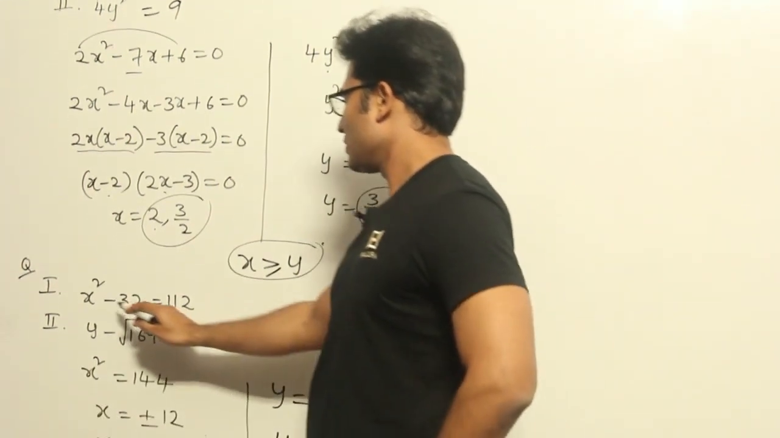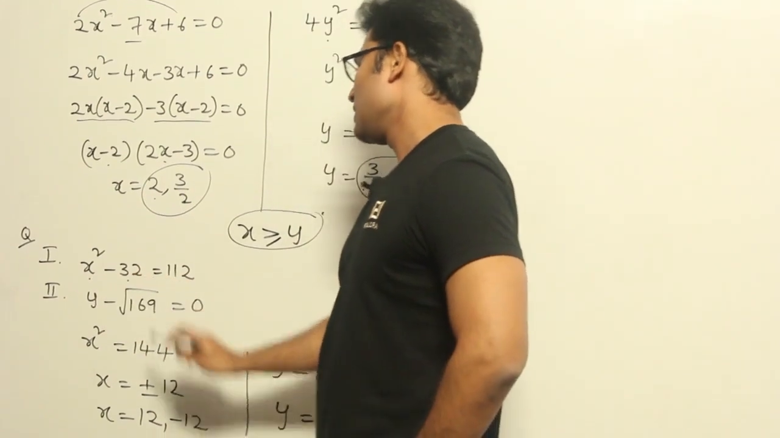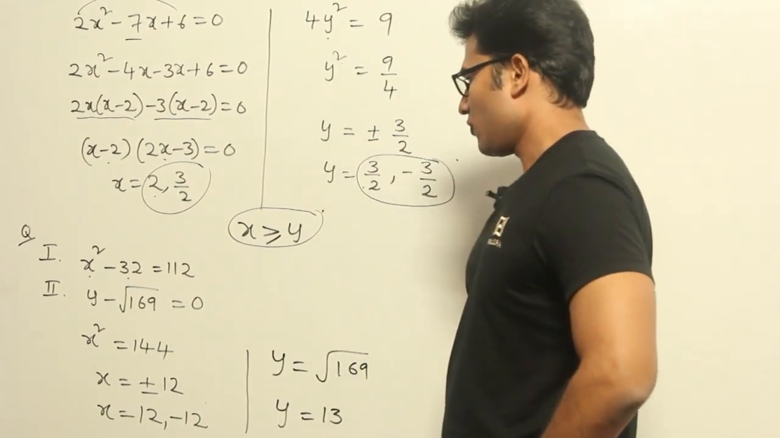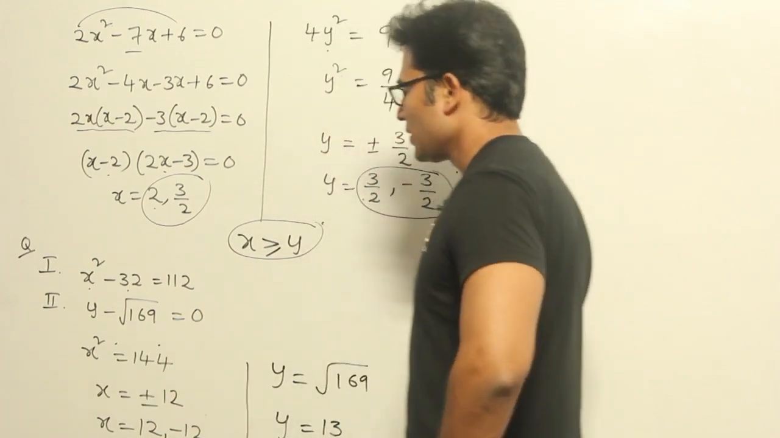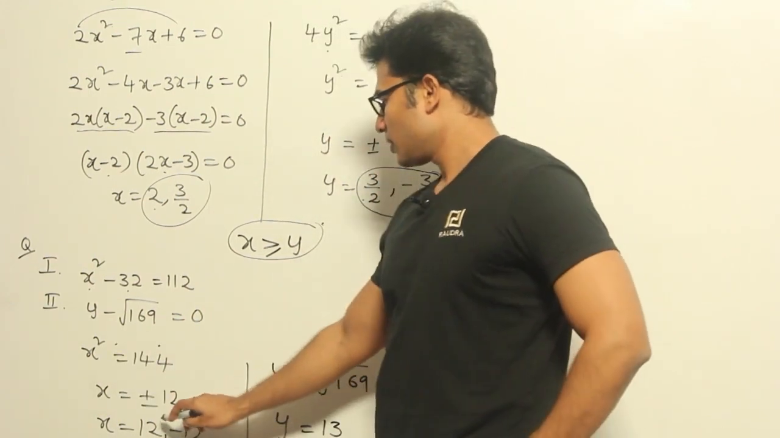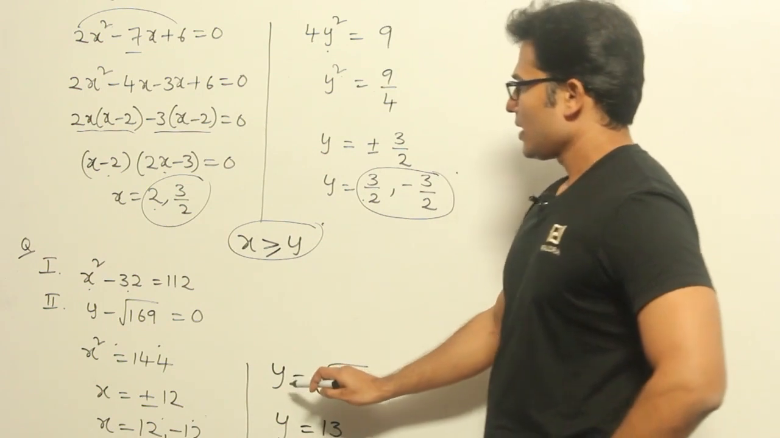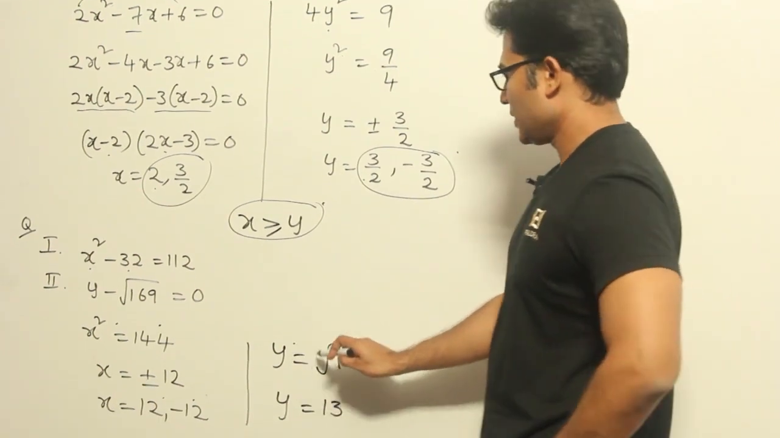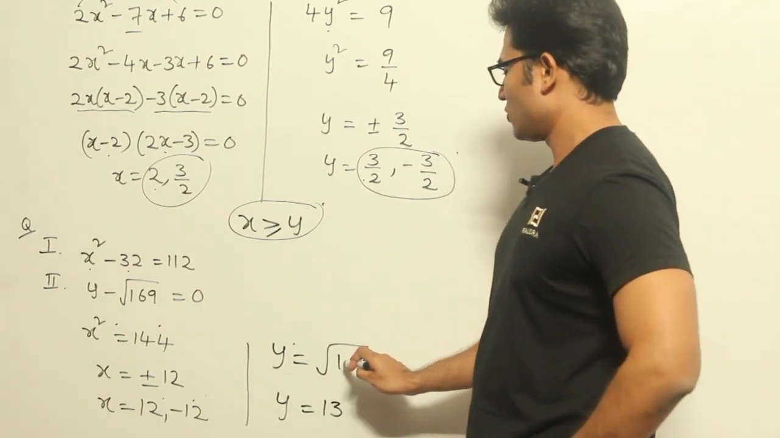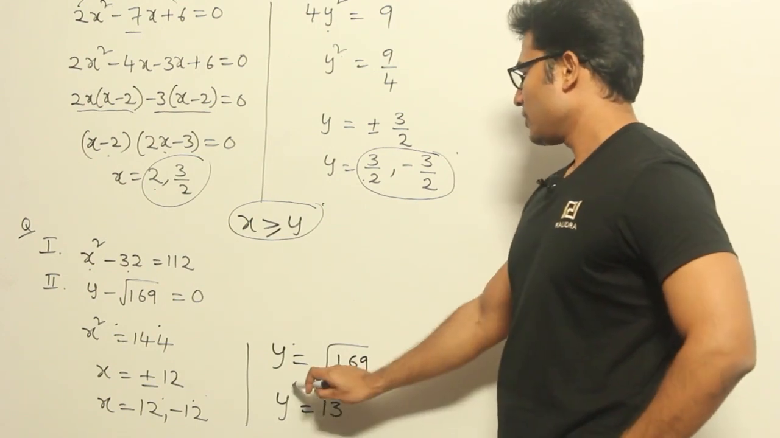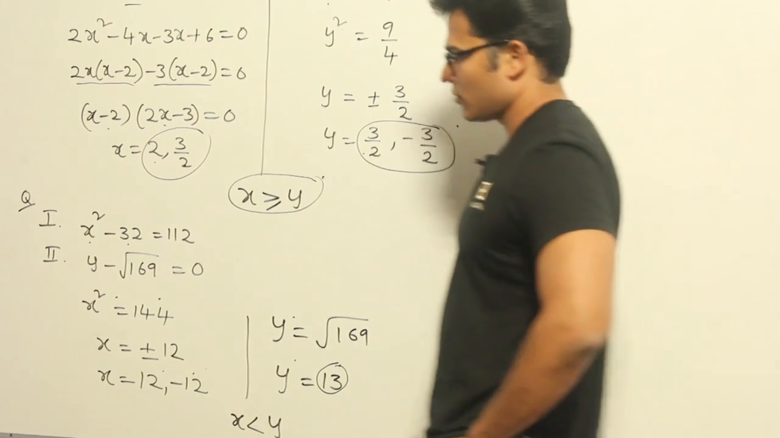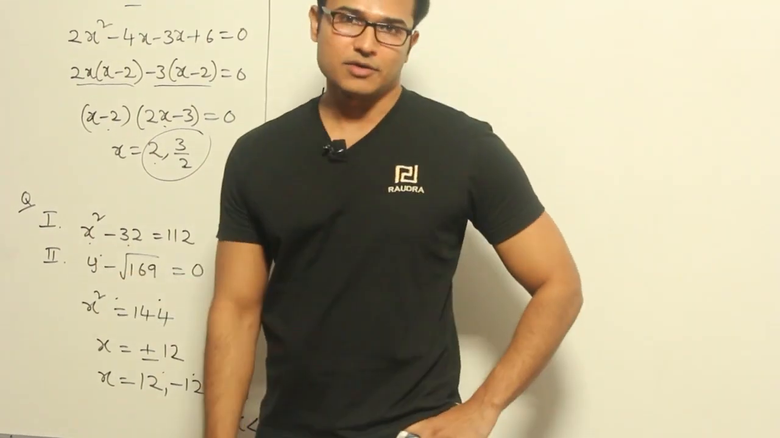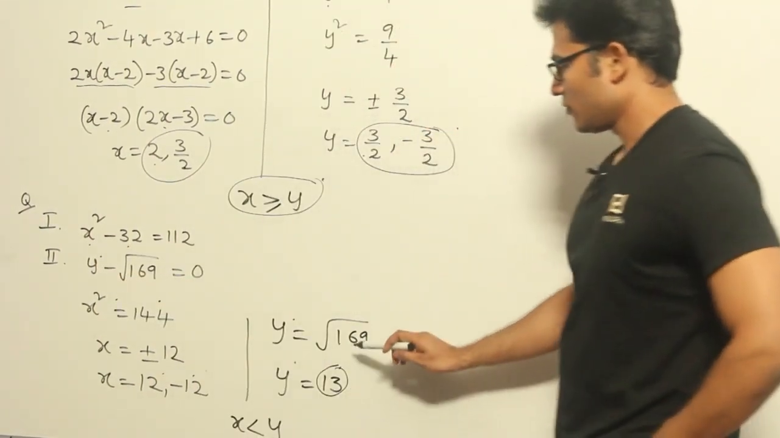Okay. Now coming to the next one, x² − 32 = 112. Now you get x² = 144. So in this case x can be either 12 or −12, right? And the other one, y = √169 you get, and therefore y is going to be 13, right? See, in this case it is not a quadratic equation, it is a linear equation, right? And so you get only one value.